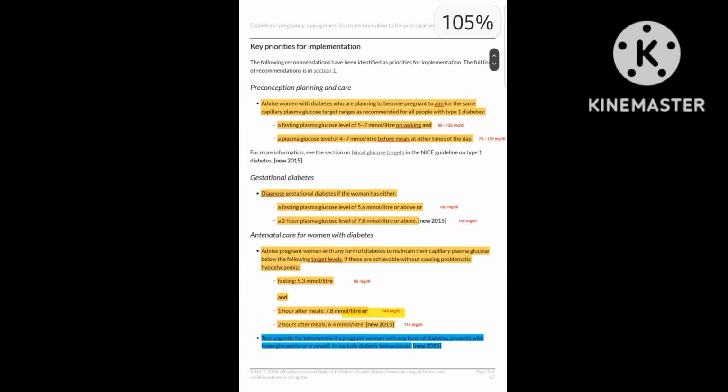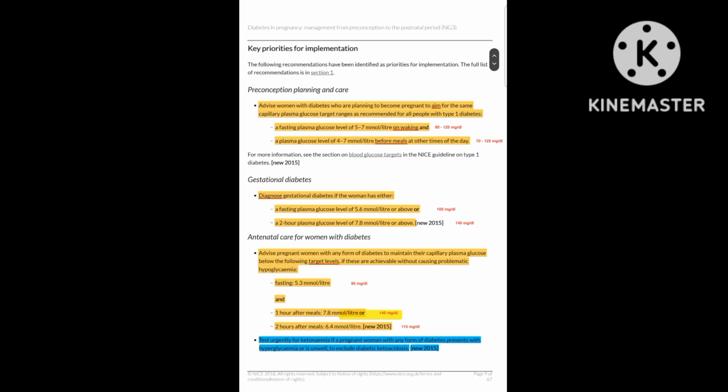So, preconception planning and care. Advise women with diabetes who are planning to become pregnant to aim for the same capillary plasma glucose target ranges recommended for all people with type 1 diabetes. A fasting plasma glucose level of 5 to 7 millimole per liter on waking, and a plasma glucose level of 4 to 7 millimole per liter before meals at other times of the day.